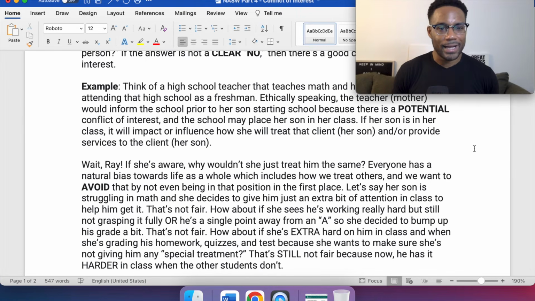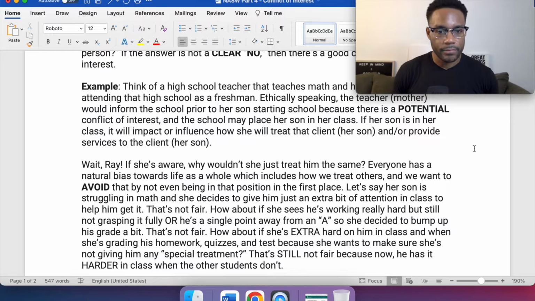Wait, Ray, if she's aware, why wouldn't she just treat him the same? Everyone has a natural bias towards life as a whole, which includes how we treat others, and we want to avoid that by not even being in that position in the first place. Let's say her son is struggling in math, and she decides to give him just an extra bit of attention in class to help him get it, like really grasp the material.